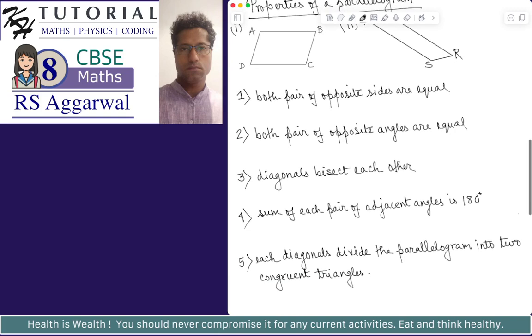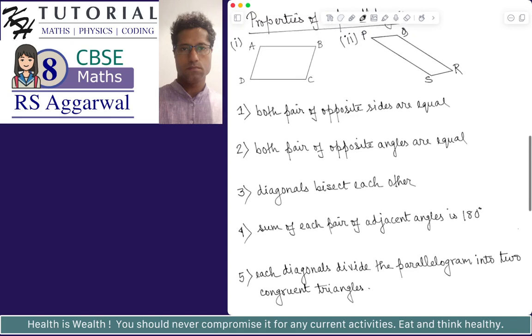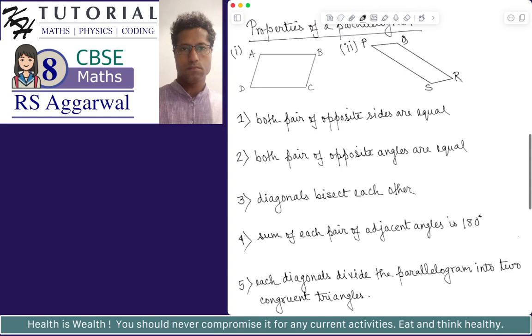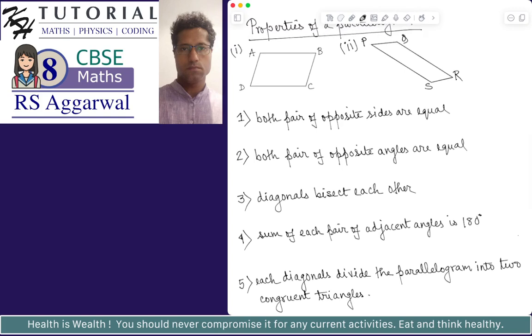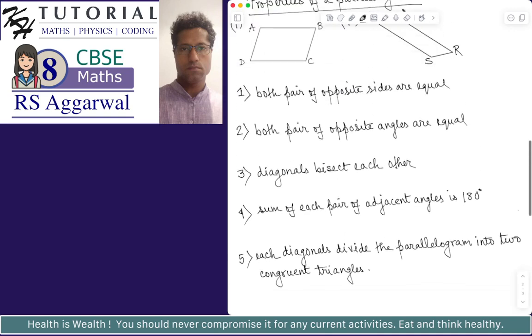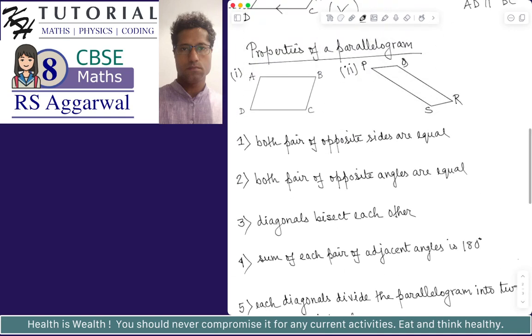But in any other textbook, there could be more or fewer properties. If you find any other well-defined properties of a parallelogram that I have missed in this video, please let me know in the comment section. I will highly appreciate that. So I will discuss these 5 properties with reference to the 2 parallelograms that I have drawn, parallelogram number 1 on the left and parallelogram number 2 on the right.